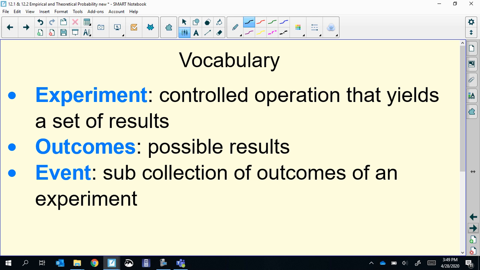So first let's talk about an experiment. You get to control what's happening and you just see what happens as the results. The outcomes are the results, and the event is the subcollection of outcomes of the experiment. So when we talk about an event, we're just talking about basically the outcome, sort of.